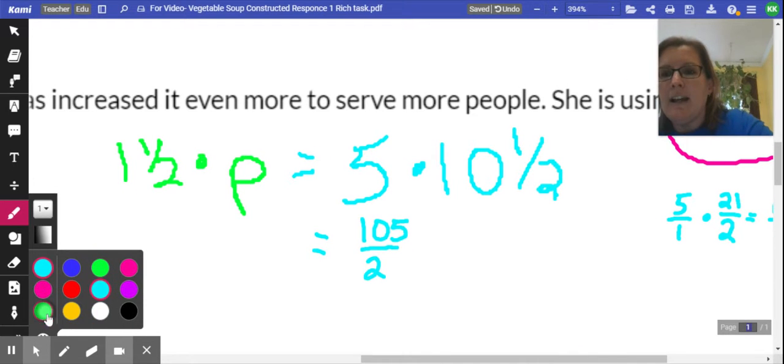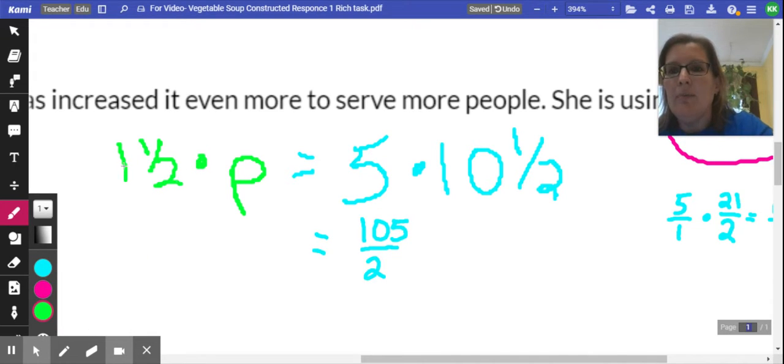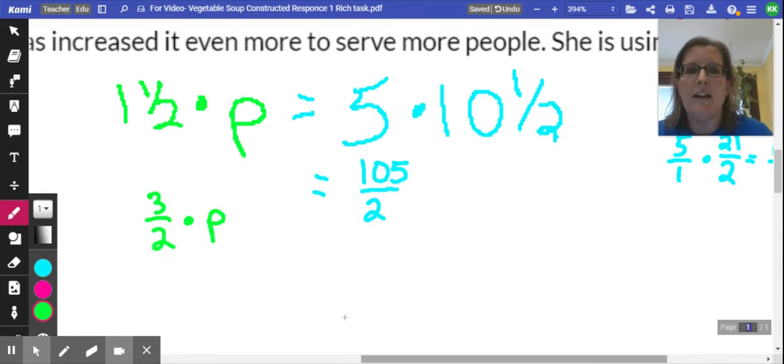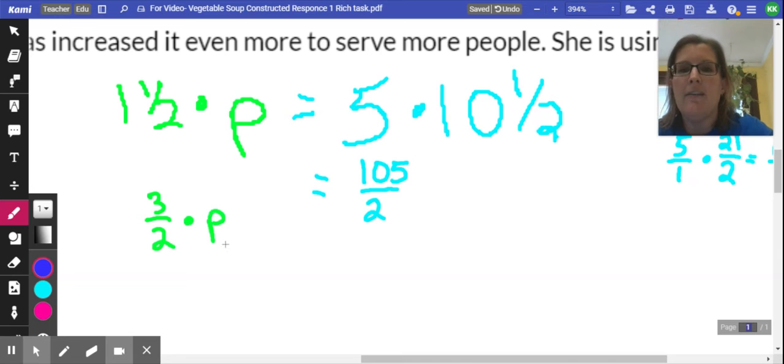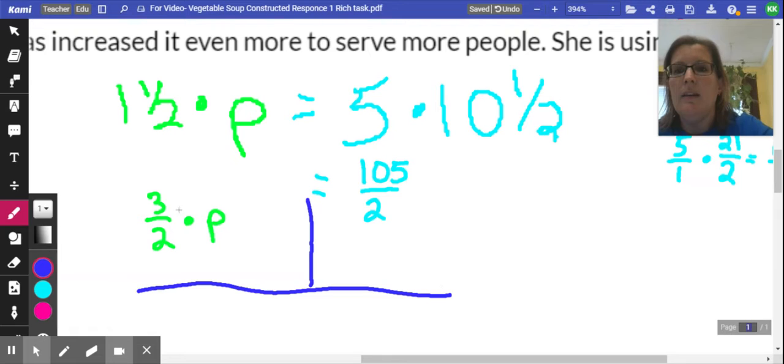And my left side, I'm going to go ahead and turn my 1 1/2 into an improper fraction now. So I do 2 times 1 is 2, plus 1 is 3. So my left side is 3/2 P. My right side is 105 over 2. And I know that I need to solve for the P because I want to find how many people I have. So I'm going to use the inverse operations. So that is times 3/2.